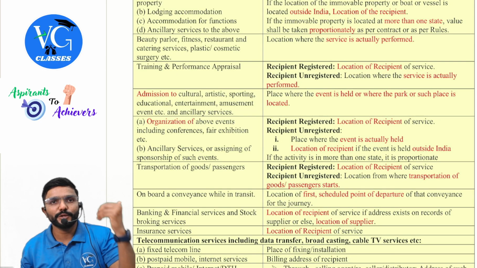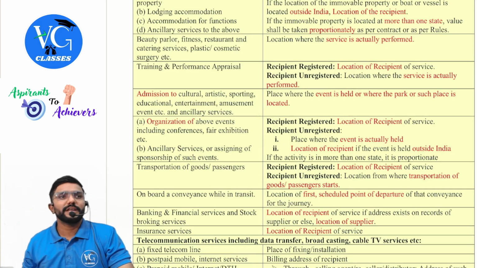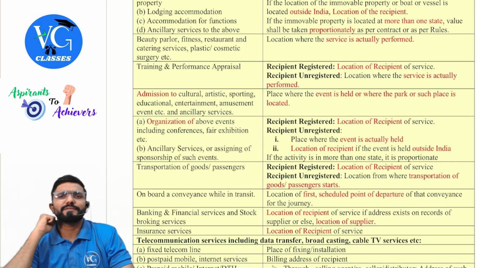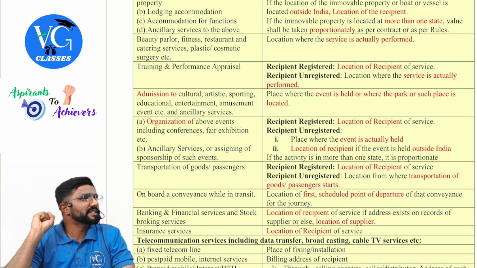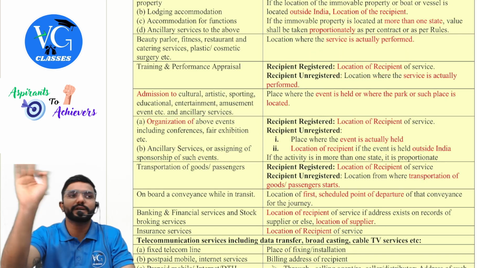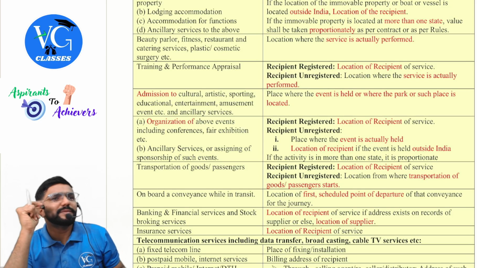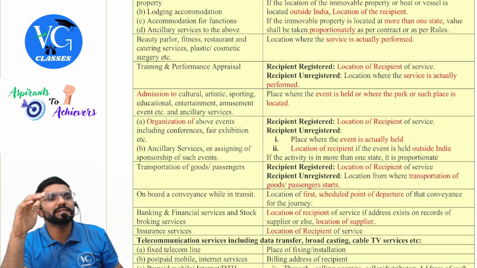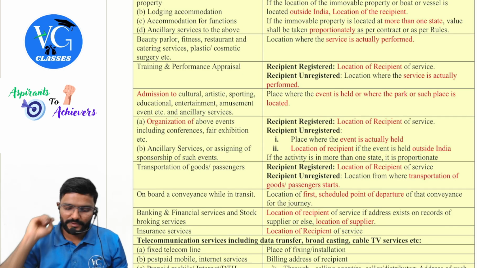Guys, listen here. Assume A Limited has approached me: sir, give some training to my employees on income tax filing. Now, A Limited is registered under GST. What is the place of supply? Location of the recipient. Assume they are registered in Bangalore, Karnataka. Now, assume A Limited is not registered. Where did I give the service? Assume it is in Mysore. That is the place of supply, guys.